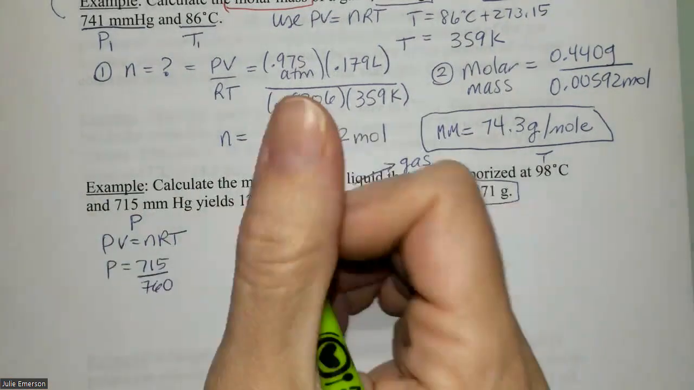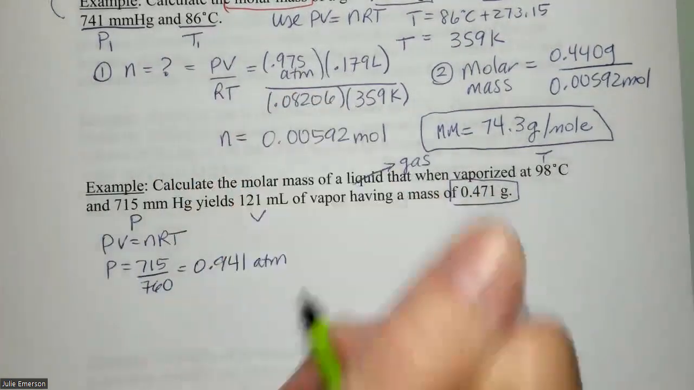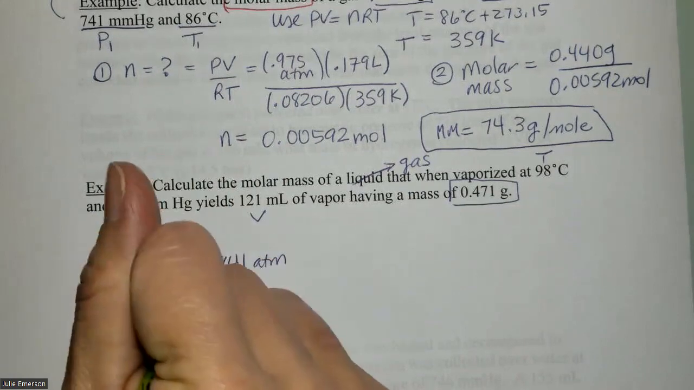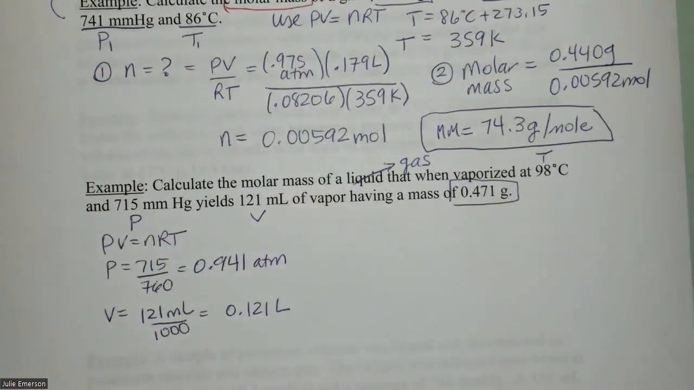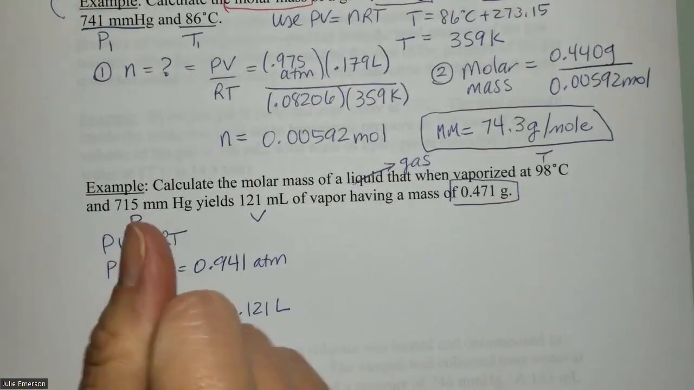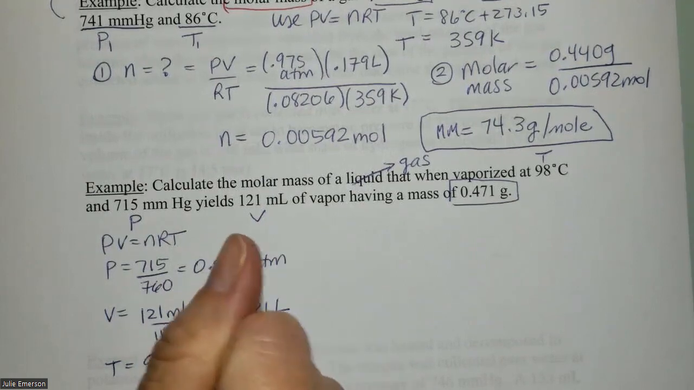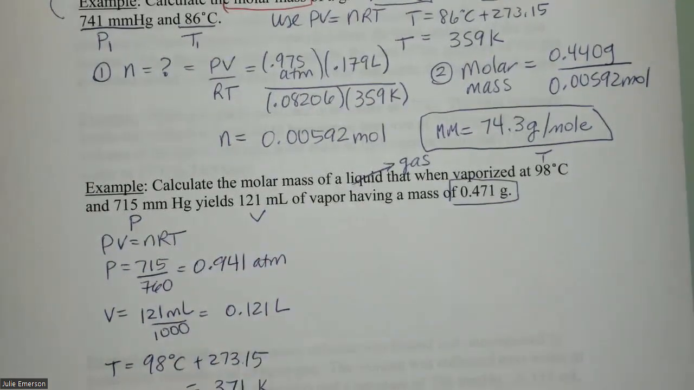I really have 0.941 atmospheres. Volume, 121 milliliters, but divide that by 1,000. So we really have 0.121 liters. Temperature, 98, but we would add the 273.15. So this is really 371 Kelvin.